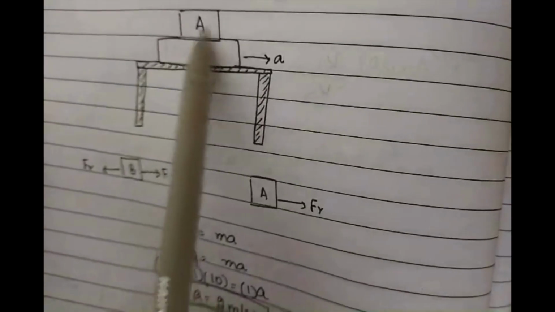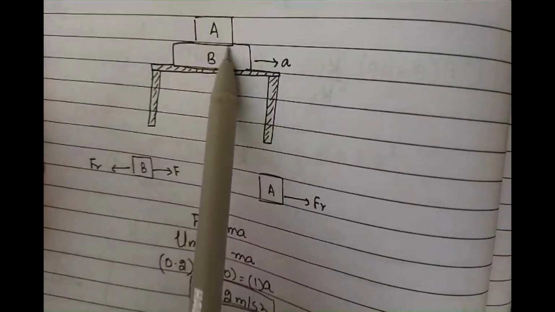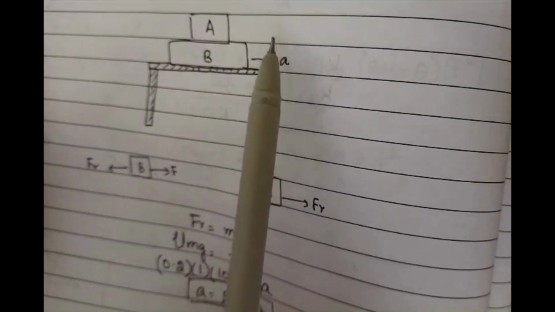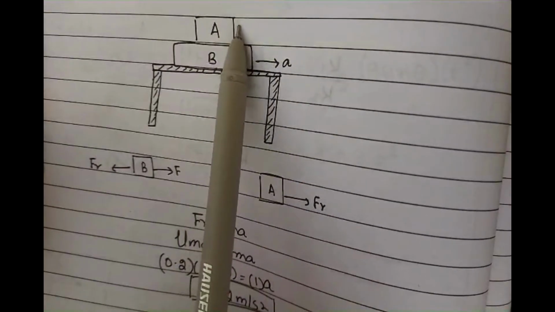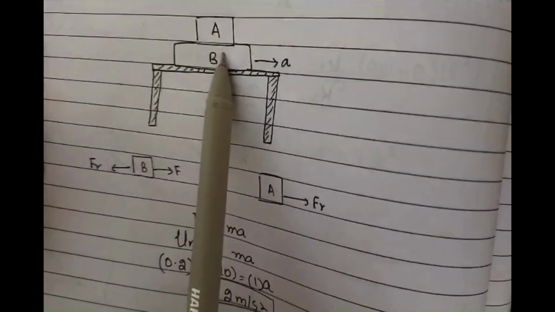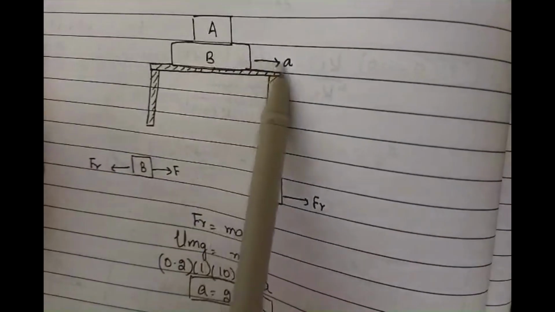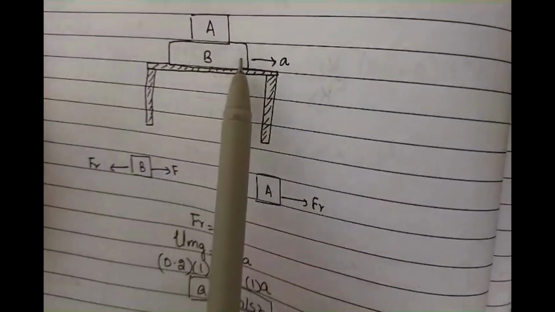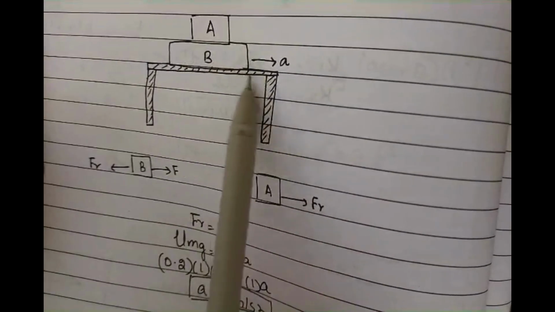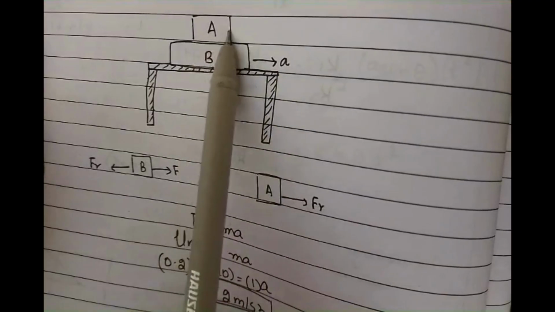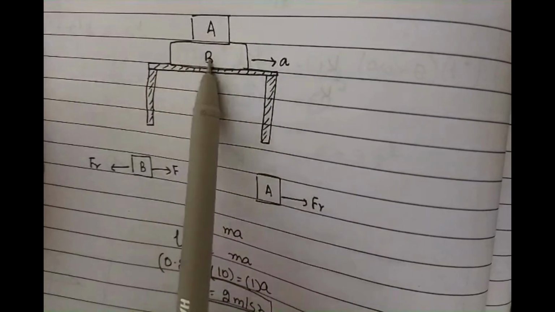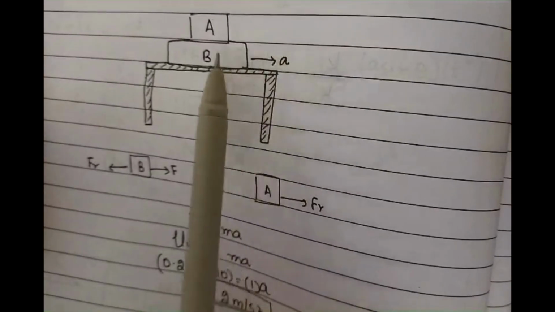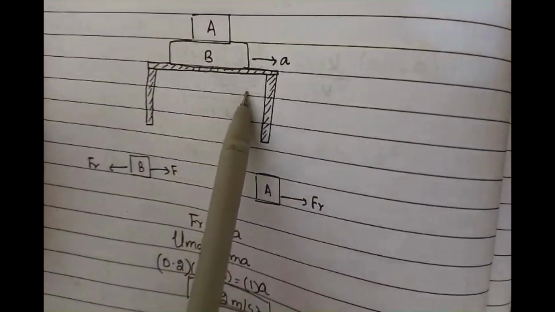So basically we are given two blocks. The first block is A and is kept on another block B, and the coefficient of friction between these two blocks is also given to be 0.2. The mass of block A is given to be 1 kg and the mass of block B is given to be 3 kgs. And we have to find the maximum force that we can apply in this direction such that A remains in contact with B, or in other words that both A and B keep moving with the same acceleration and A does not slide over B. That means both A and B remain in contact and they continue moving with the same acceleration. And what should be the force that should be applied in this direction so that this condition prevails?